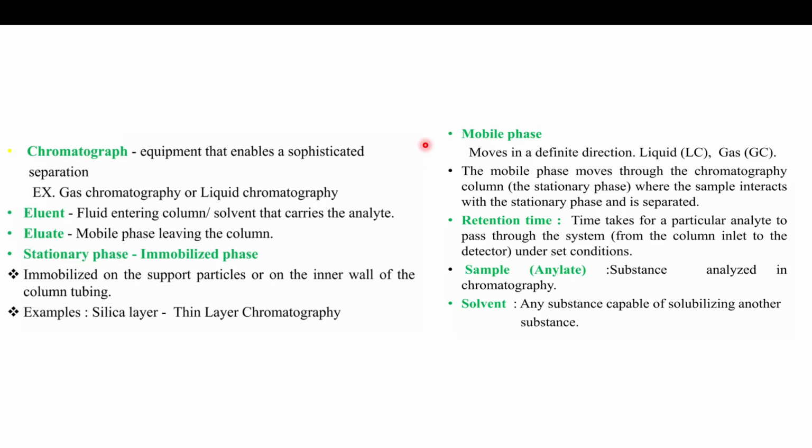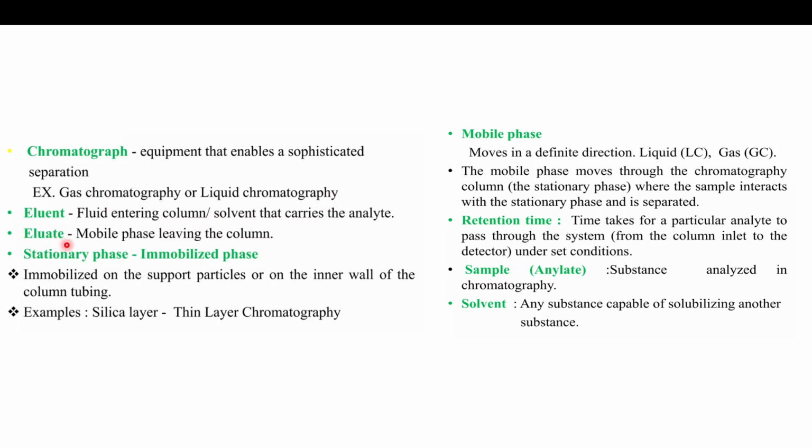Now, there are certain terms, and we will look at a longer list later, after a few slides, but these are the more commonly used terms that you will come across. One is the chromatograph, which is the equipment that enables a sophisticated separation, like the whole setup. Then there's eluent, which refers to the fluid or the mobile phase that is entering the column, or the solvent that carries the analyte of our interest.